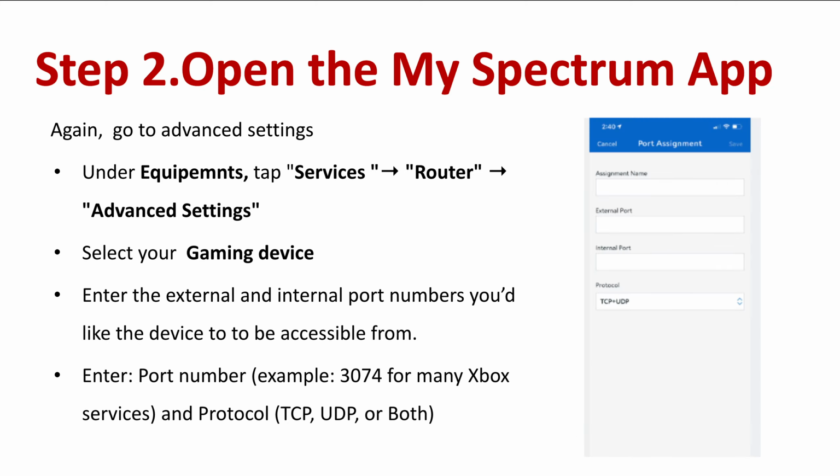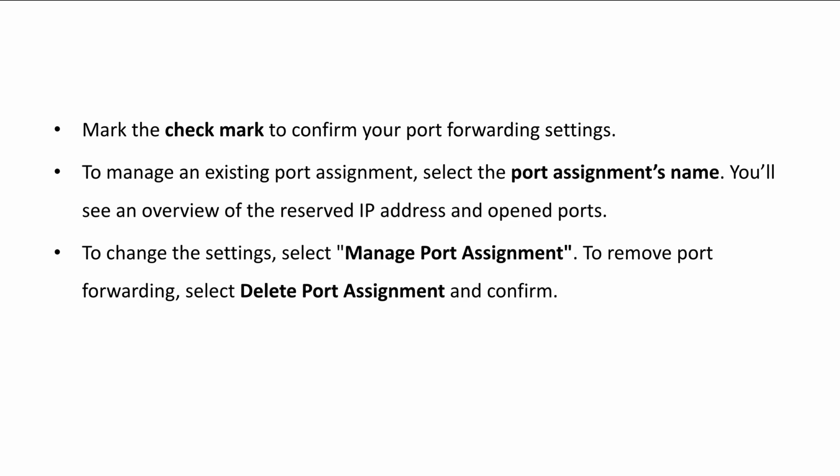Step 2. Open the My Spectrum app. Then again go to the advanced settings. Under equipment, tap services, then router, then advanced settings. Select your gaming device. Enter the external and internal port number you would like the device to be accessible from. Then enter the port number, for example 3074 for many Xbox services, and protocol TCP, UDP or both. Mark the check mark to confirm your port forwarding settings.